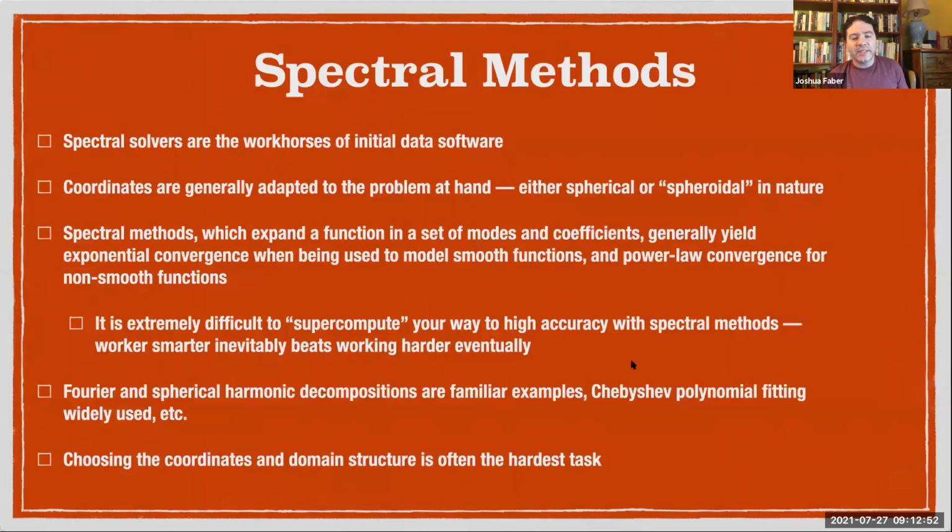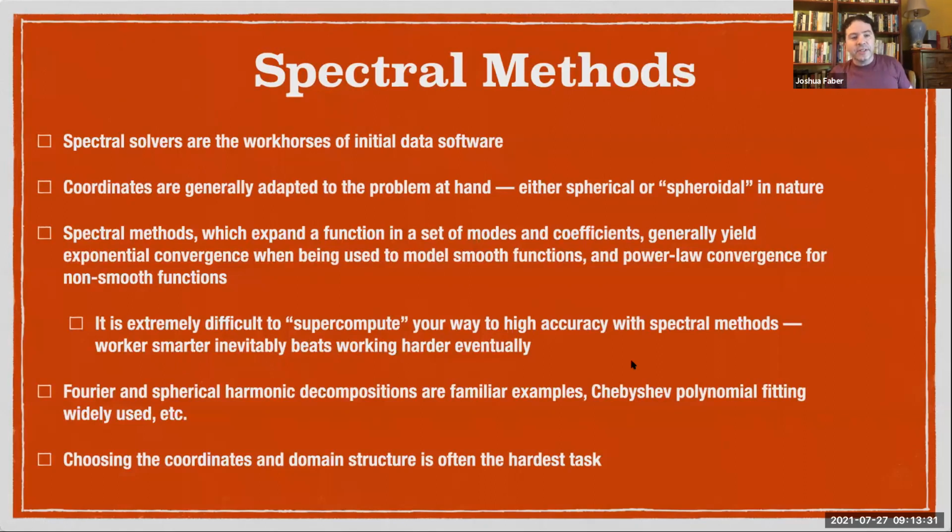So why is it that we use spectral methods so widely? Spectral solvers are the workhorses of initial data software. Typically, what you do is you adapt the coordinates to the problem you want to look with. Not so much spherical coordinates typically, but any number of spheroidal coordinate schemes that in some sense match your coordinates to the black holes and neutron stars that you're looking at. Anytime you can match your coordinates to the problem at hand, it tends to simplify the math and improve the accuracy. So spectral methods just mean we're going to expand a function in terms of modes and coefficients.